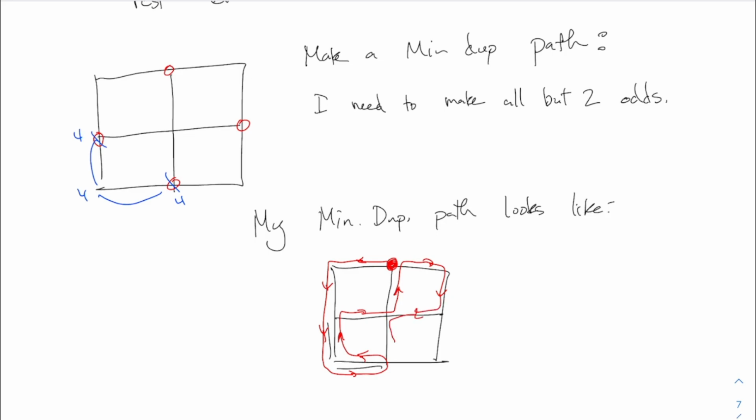And as usual, if you're doing this also, you will probably get a different path, but I hope you can make yours work out just like I did. All right. That's how we do it. This is a minimum duplication path.